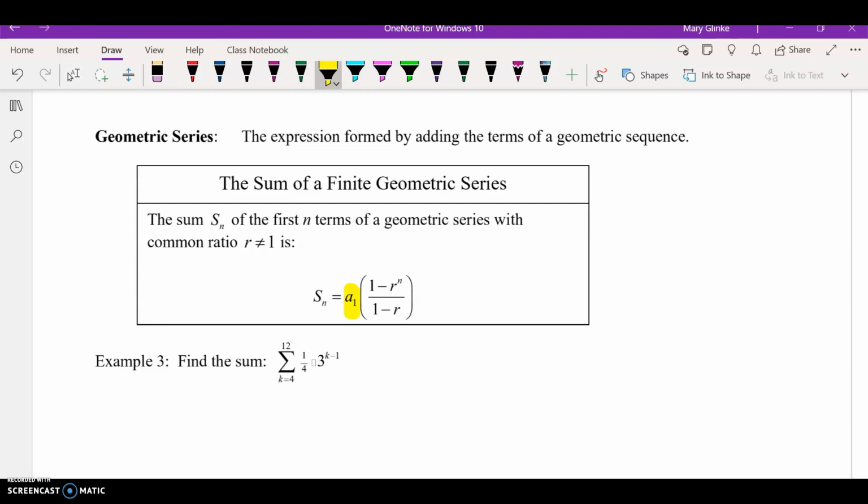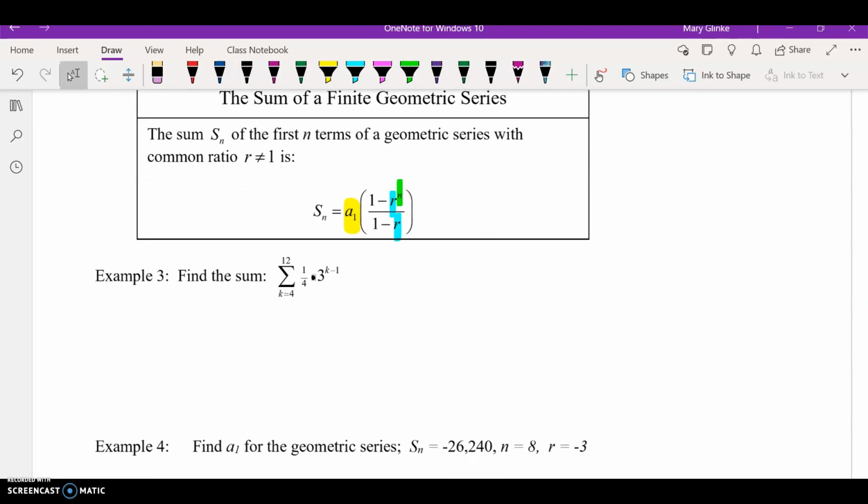So we're going to use a sub 1, that is the value of the first term. You have r, and then you have n. N stands for your number of terms, and r stands for your common ratio. So sometimes we might have to go hunting for some of these. So let's take a look at example 3.